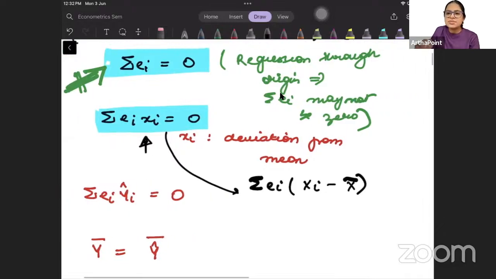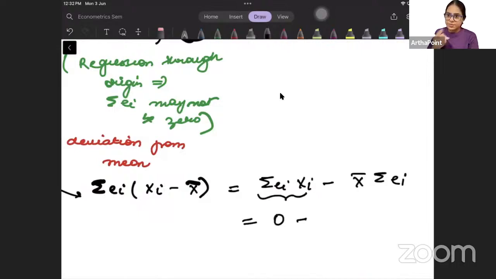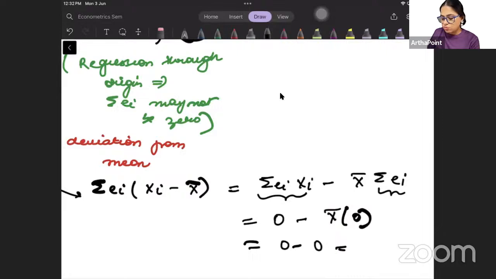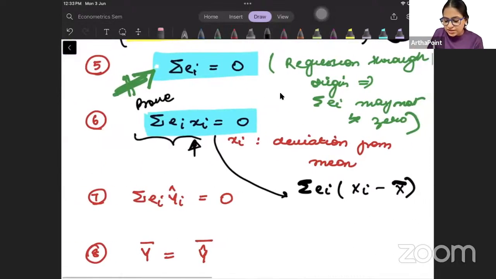ठीक है, suppose this comes as a proof कि proof summation EI small xi is 0. So this will be summation EI xi minus x bar summation EI. And we know कि summation EI xi is 0, हमने अभी ऊपर लिखा. And we know कि sum of the error term is also 0. So this will be 0 minus 0. That means 0. So we can say that summation EI small xi will also be 0.